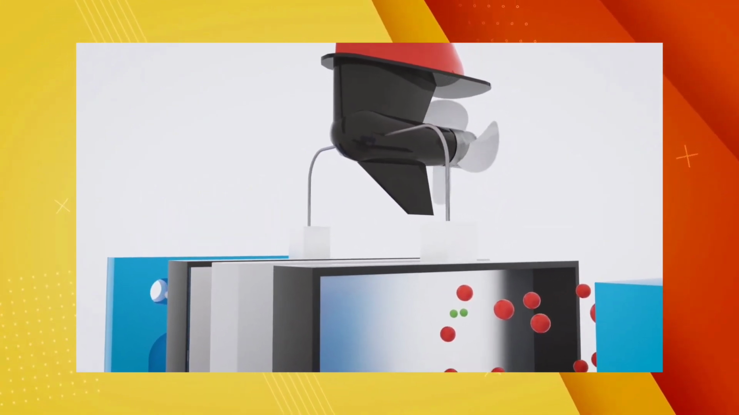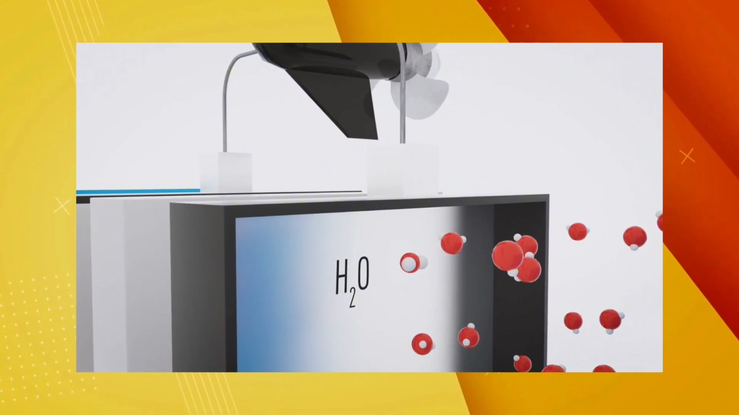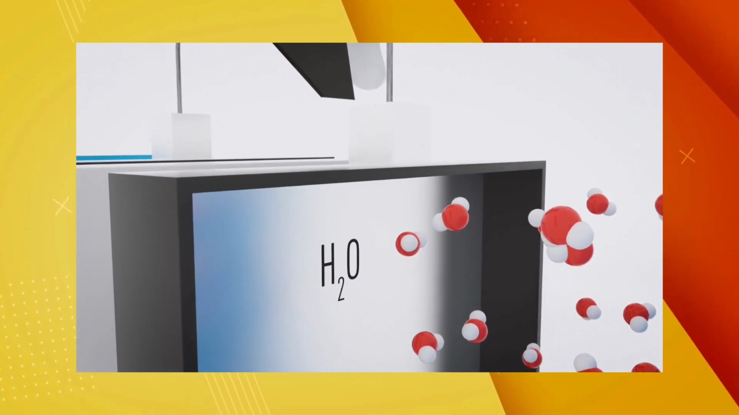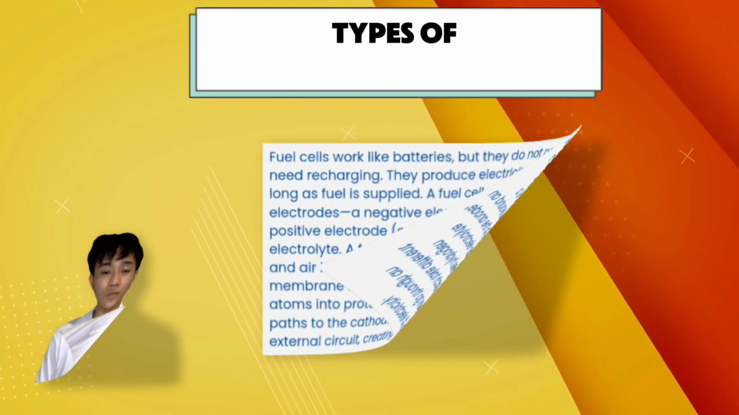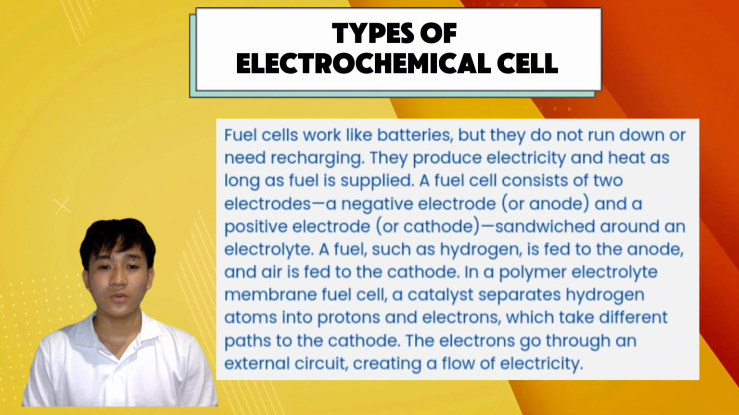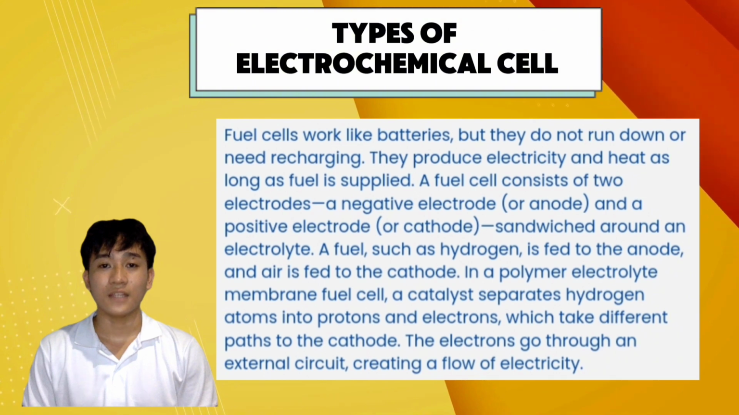In a polymer electrolyte membrane fuel cell, a catalyst separates hydrogen atoms into protons and electrons, which take different paths to the cathode. The electrons go through an external circuit, creating a flow of electricity.